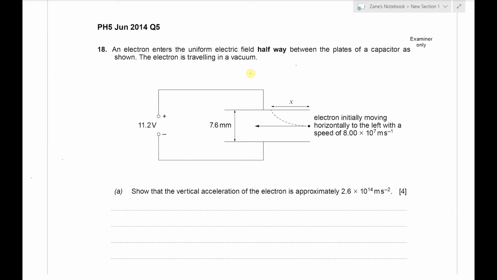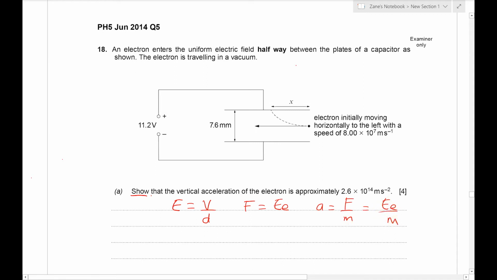We've first of all got to show that the vertical acceleration of the electron is approximately 2.6 times 10 to the 14. Because it's a show that question, we're going to be very clear in our workings. So let's go through the algebra bit by bit. The first thing we could do is work out the electric field strength by taking the potential difference between the plates and dividing it by the separation of the plates. Next, we could calculate the force on the electron by using the electric field strength times the electron's charge. And then finally, we can calculate the acceleration of the electron by looking at the resultant force on the electron and dividing it by the mass.